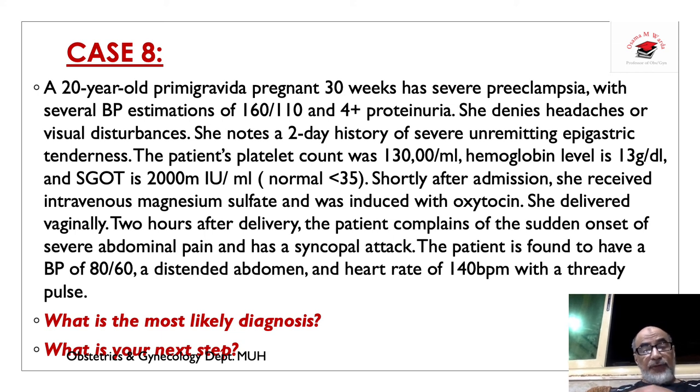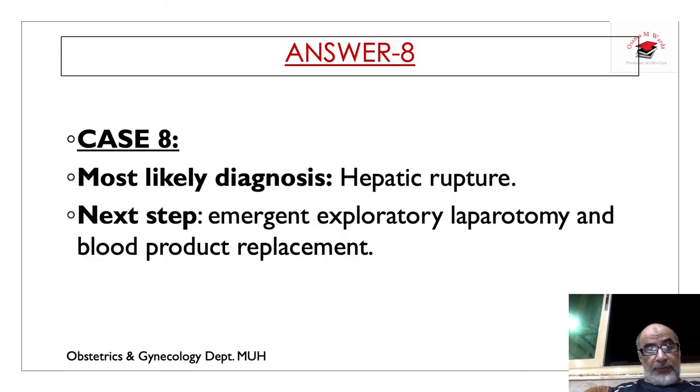What is the most likely diagnosis? This patient has a subcapsular hematoma. This was the cause of severe epigastric pain. After collapse, we diagnose rupture of this hepatic capsule with internal hemorrhage. The next step is surgical management of this capsular hemorrhage, most likely hepatic rupture. Rupture of the subcapsular hematoma of the liver. Next step is emergency exploratory laparotomy and blood product replacement to save the patient's life.